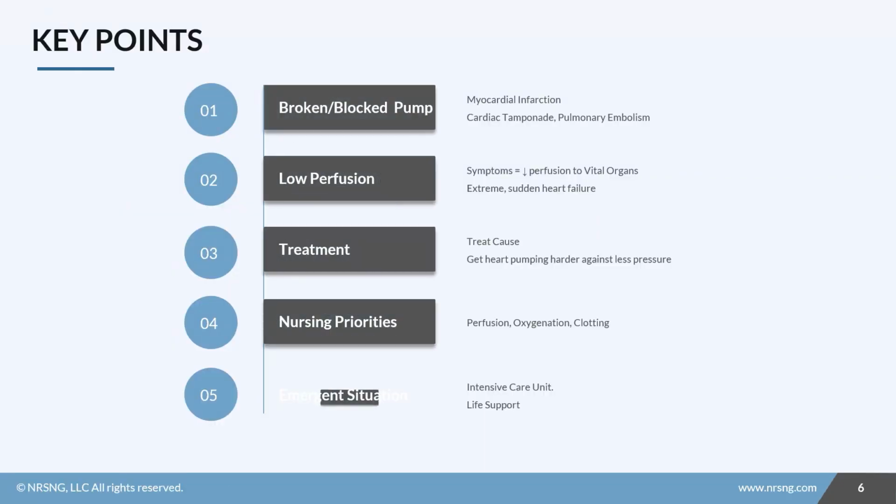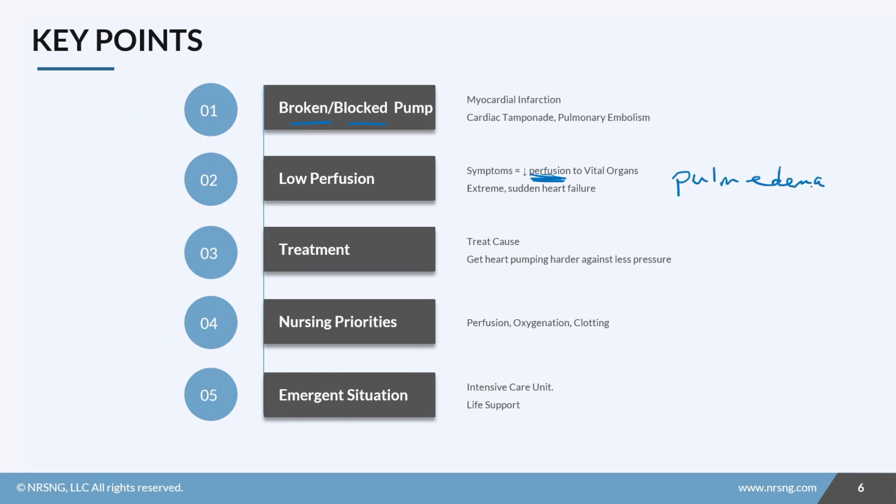So let's recap. Cardiogenic shock is caused by a broken or a blocked pump that might be an MI, cardiac tamponade, or a pulmonary embolism. Most of the symptoms are caused by this decreased perfusion to the vital organs and by the backup of fluid into the lungs and body. That's why you see that pulmonary edema and the JVD. Again, it's like extreme sudden heart failure. Our goal is to treat the cause as soon as possible and get that heart pumping harder against less pressure. So increased contractility and decreased afterload.